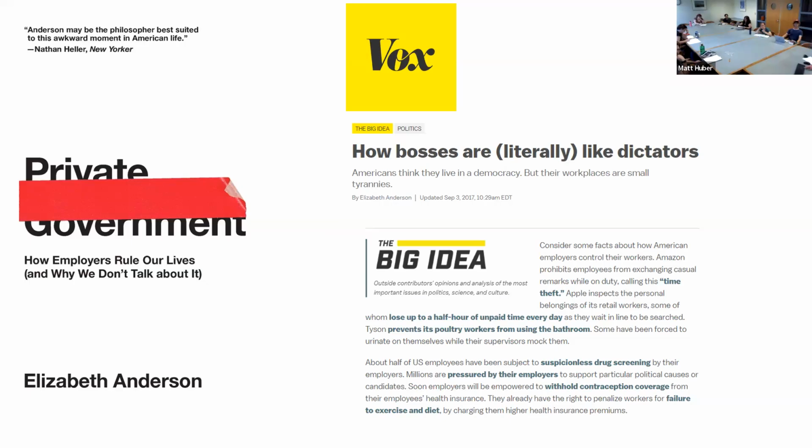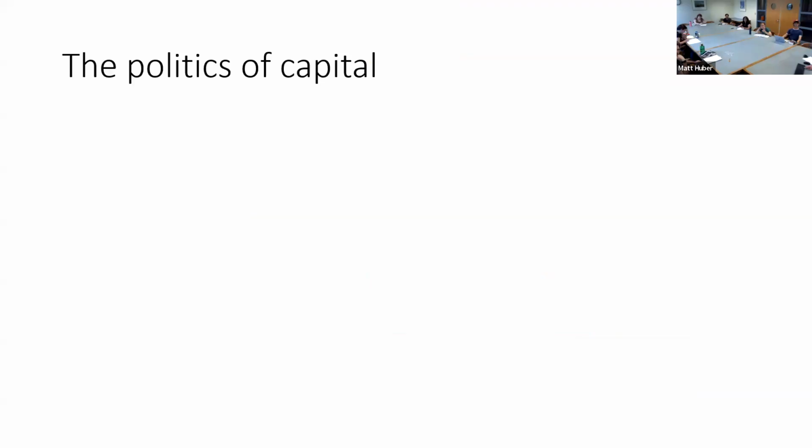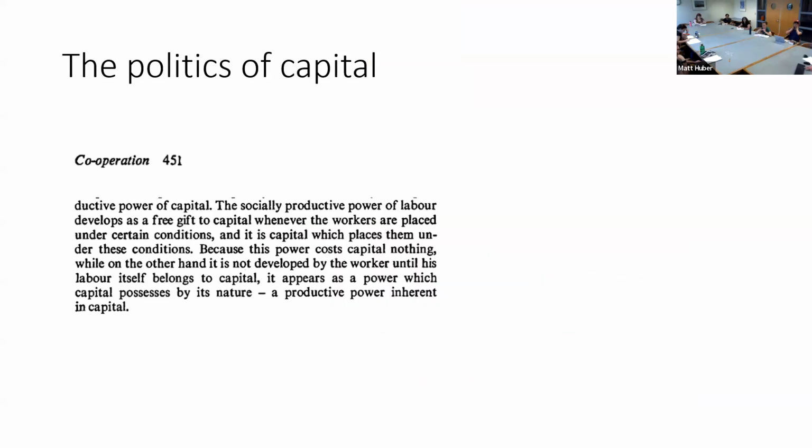And he starts to get into how the way in which the capitalist directs this leads to a larger politics of capital, which really confuses us about who's really behind this socially productive power of the collective worker. "The socially productive power of labor develops as a free gift to capital."